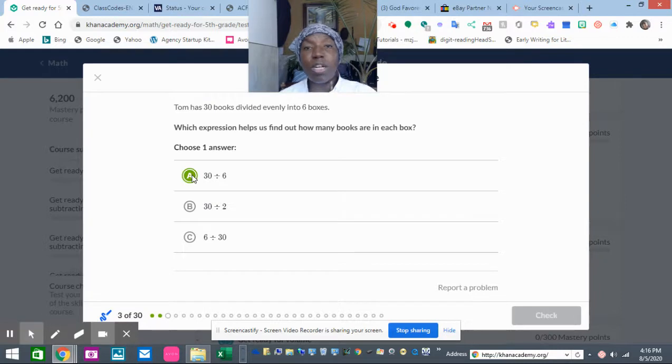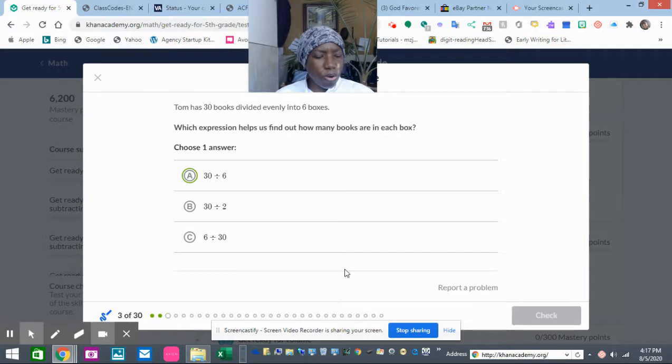One of these times I'm going to choose A and I'm going to get it wrong. I have to. But there's 2 things that are happening here. It's teaching you to listen, so you would do it like this. Tom has 30 books. 6 divided by 30. Can't do that because I have 6. Now how can I divide 30 evenly in the 6? Or I have 30. They said nothing about 2 boxes.